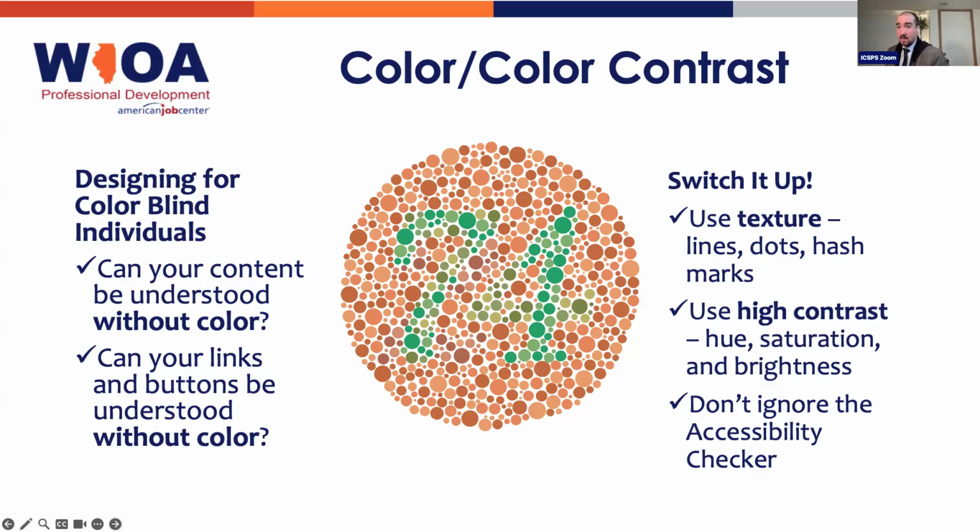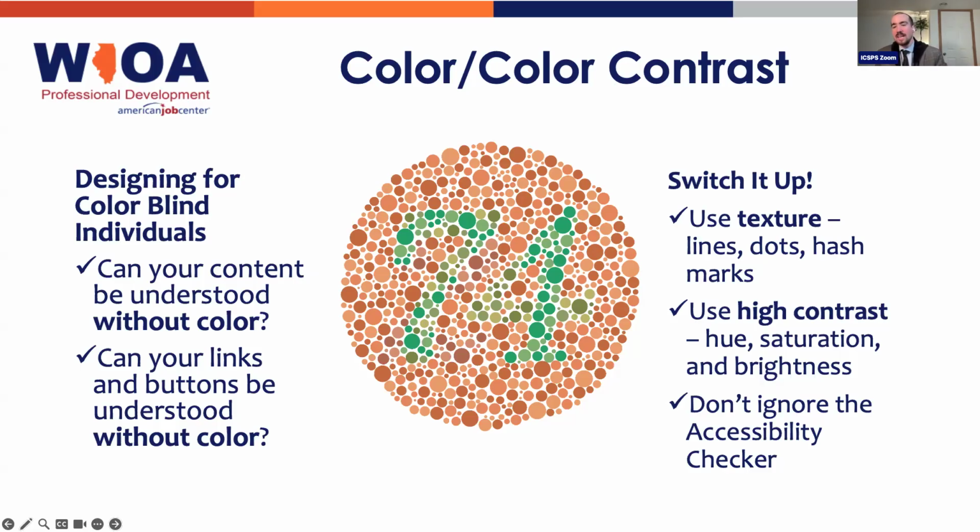So, can the content be understood without color? Can your links and buttons be understood without color? Can you see that it's a button that clicks to somewhere else? Can you use texture to also convey the information? So if you've got a graph, a bar graph that's got a bunch of lines on it, is color the only way that you're able to see which one is which? Use lines, use dots, use hash marks, use anything like that.